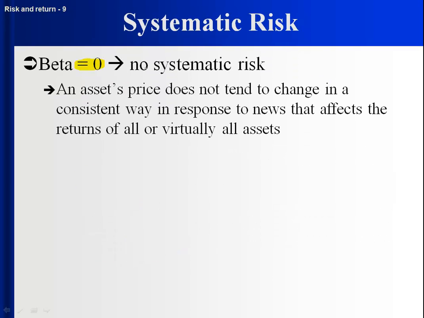A beta of 0 is no systematic risk. There's no relationship between the news that comes out that affects the average asset and the return of an asset with a beta of 0. There's no relationship between the return that an average asset has in response to this macroeconomic news and the return of an asset with a beta of 0. And so if the average asset says, hey, that's good news, if you've got a beta of 0, you could have any kind of return. Same thing with bad news, you could have any kind of return. The other kind of asset that has a beta of 0, we'll talk about in a second, is a risk-free asset.